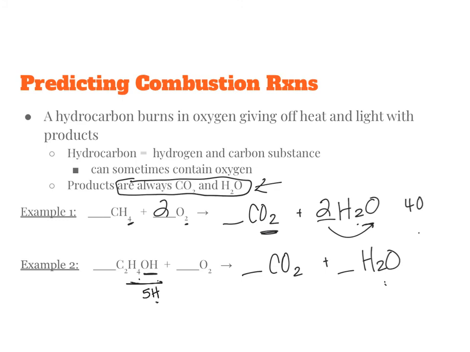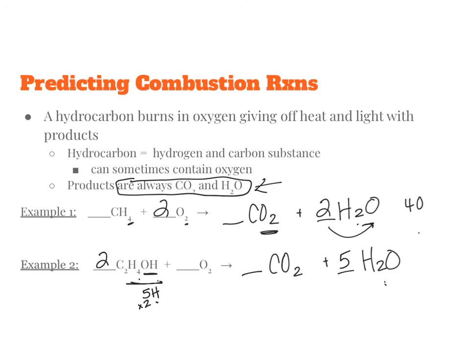I'm going to have to somehow make the hydrogens on the left an even number. So if I multiply 5 by 2, that's going to give me 10 hydrogens, which is an even number. So we're going to try that. So if I put that 2 there, now I'm going to have 10 hydrogens on the left. And when I try to make that 10 hydrogens on the right, I would have to put a 5 here.